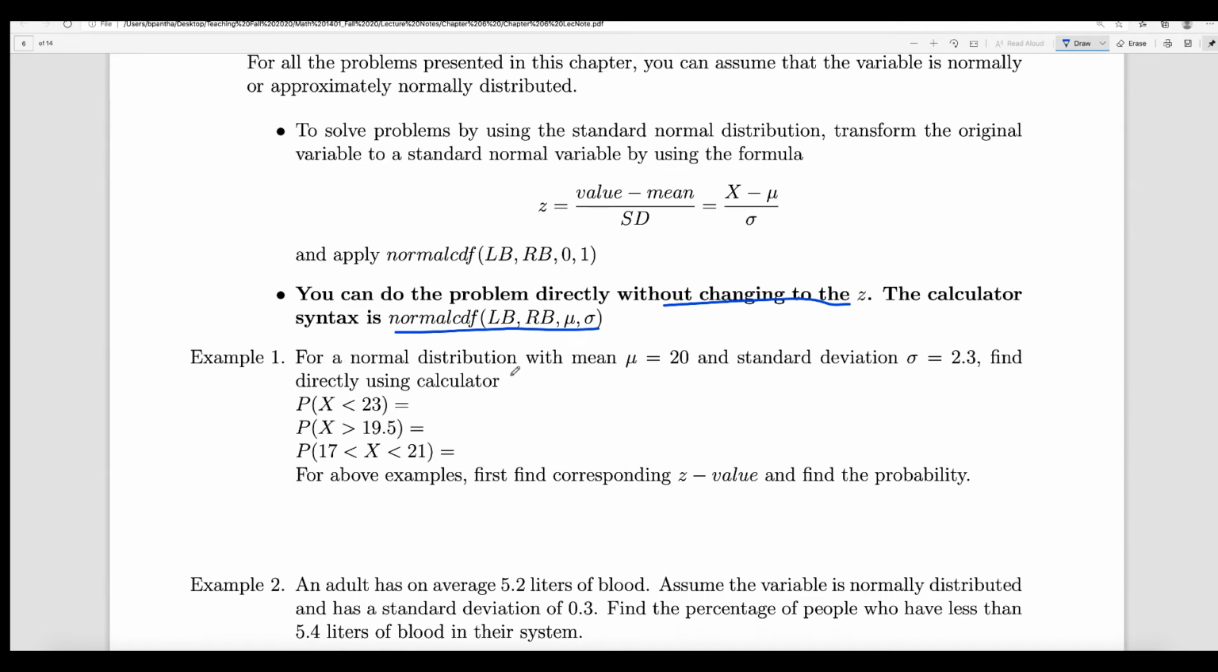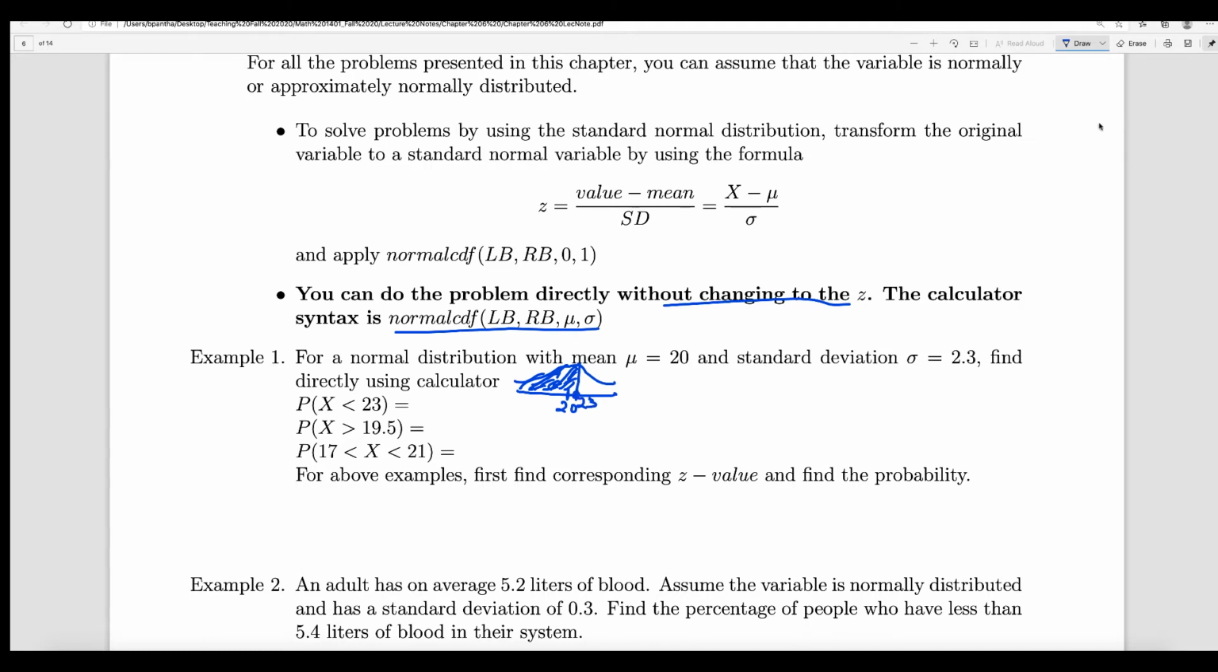For a normal distribution with mean 20 and standard deviation 2.3, let us look at this. So mean is not 0 and sigma is not 1 here. What is given is mean 20. So mean is in the middle, right? Mean is 20 and standard deviation is 2.3. We need to find the probability that X is less than 23. If 20 is in the middle, 23 will be somewhere here, right? And you want to find the probability that X falls less than 23. That value is 23, right?